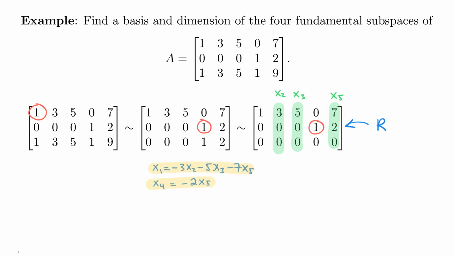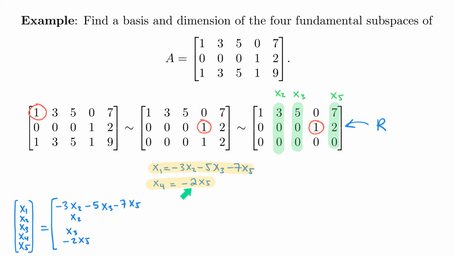So the solution vector x can be written as x1, x2, x3, x4, and x5, where x1 is taken from this equation, and it is equal to minus 3x2 minus 5x3 minus 7x5. x2 is a free variable, so it's itself, so is x3. x4 is minus 2x5, and x5 is itself.